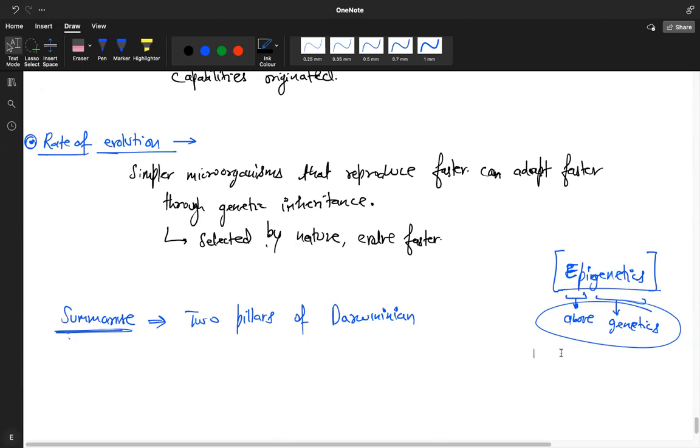Yes. Very good. I would love to discuss these very interesting research papers and findings with you, but go and figure out a little bit what epigenetics is. If you are interested, it is away from your syllabus, even away from your entrances. Now, the two pillars of Darwinian theory of evolution, quickly tell me.